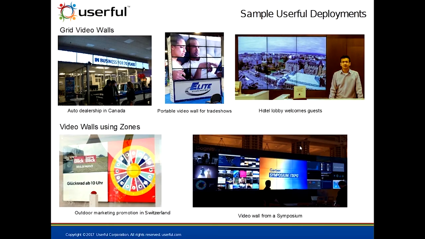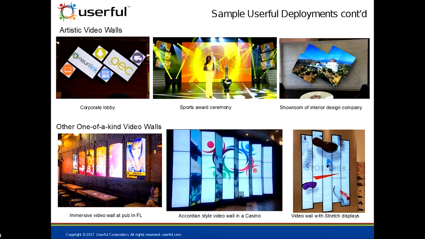Now I wanted to show you a few different examples of the kind of video walls Userful deploys in just about any use case and vertical and just about any country around the world. You can see we've got grid video walls, whether it's in a banner or more traditional style. Video walls that use zones and switch those zones on the fly. Artistic video walls, you can see a few examples there. Other kind of one-of-a-kind video walls that don't necessarily change the angles but are still totally unique. The one in the center is a sort of accordion-style video wall, so as you pass by, the image changes because you're seeing different displays, or on the right, using stretch displays.